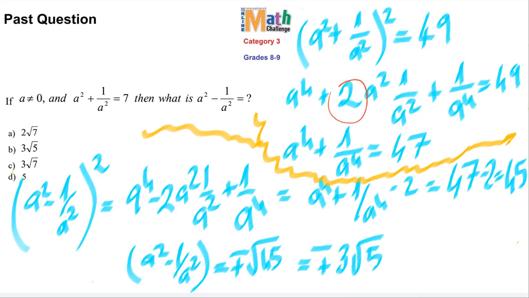So we have this extra 2, so we will send it to the other side. So it will be 47. Now we know that this expression equals 47.